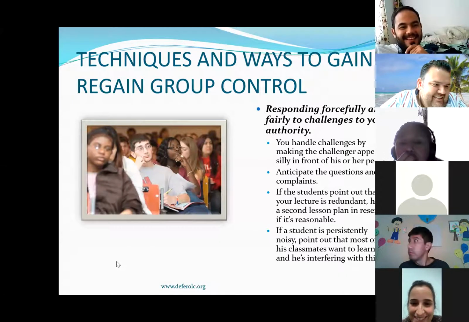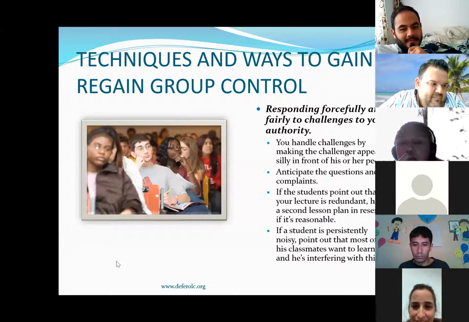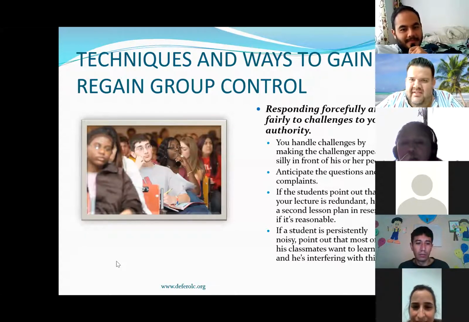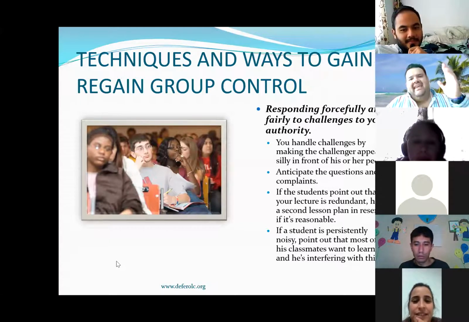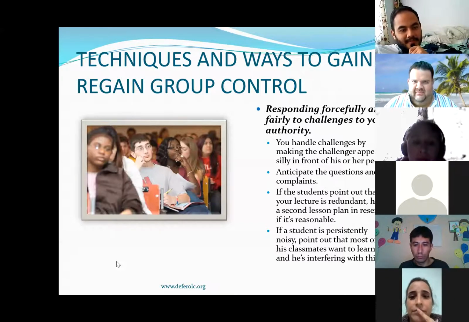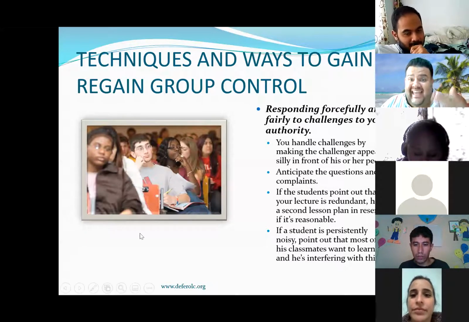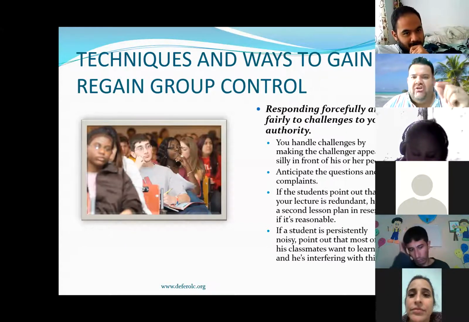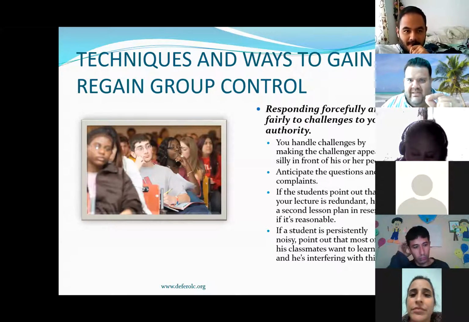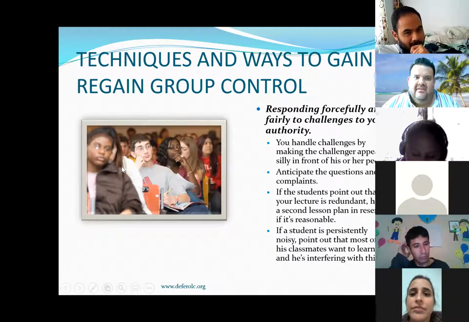If a student is persistently noisy, pointing out that most of his classmates want to learn, and he's interfering with this, that's when it gets to a point that he's too noisy. A ver, Dieguito, ya, los demás queremos aprender. Let's move on. In that case you do ignore them. Don't give them the importance. Not ignoring the person, ojo, ignoring the attitude. That's different. Okay? All right.